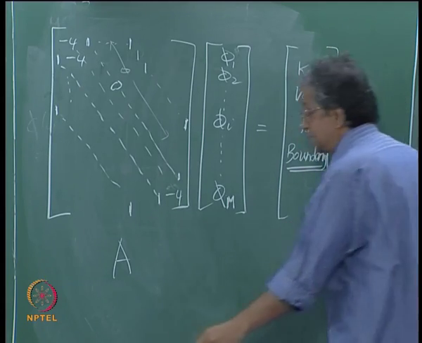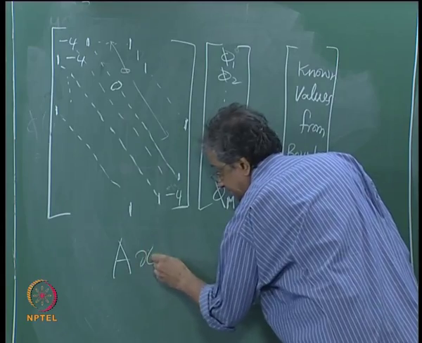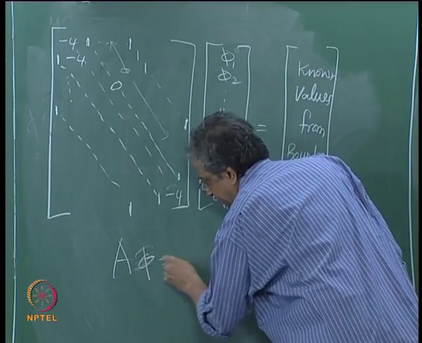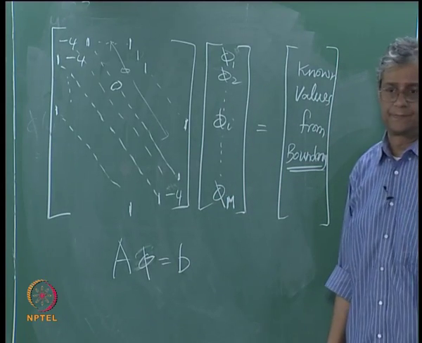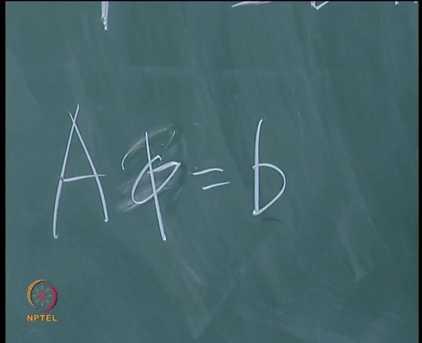So we actually get something that looks like A phi or A x equals B. A phi equals B. You have a system of equations. Okay.